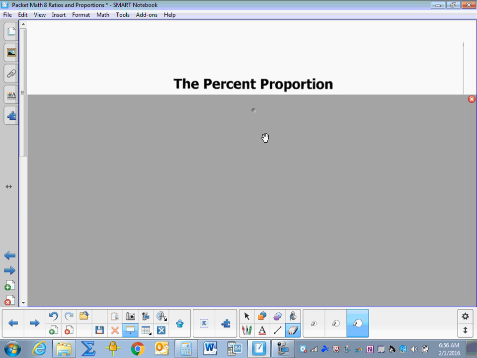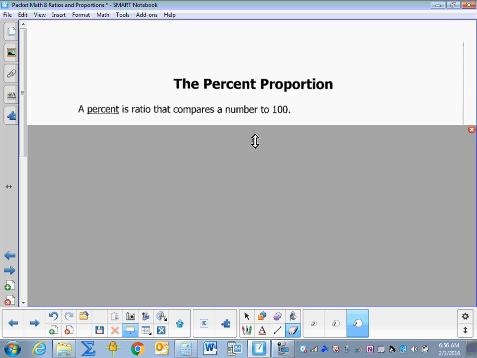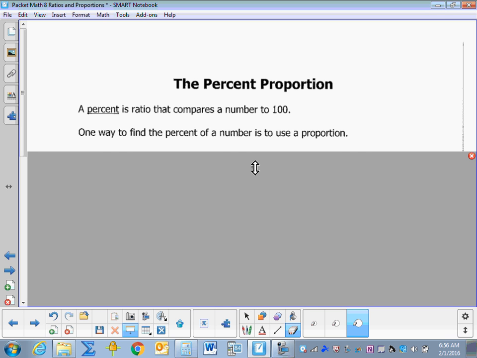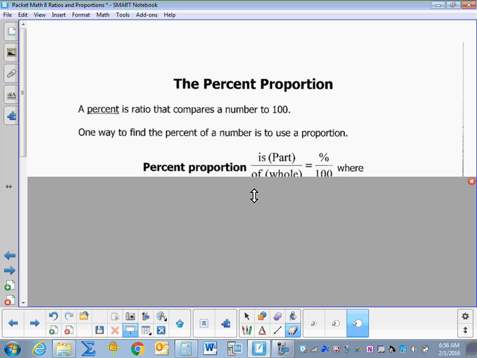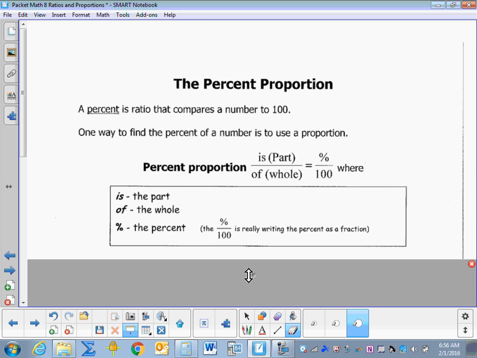The percent proportion. A percent is a ratio that compares a number to 100. One way to find the percent of a number is to use a proportion. The proportion we'll be using is the percent proportion, where we compare a part to a whole. We often use the word "is" to represent the part and "of" to represent the whole. And then we'll convert the percent to a number over 100.